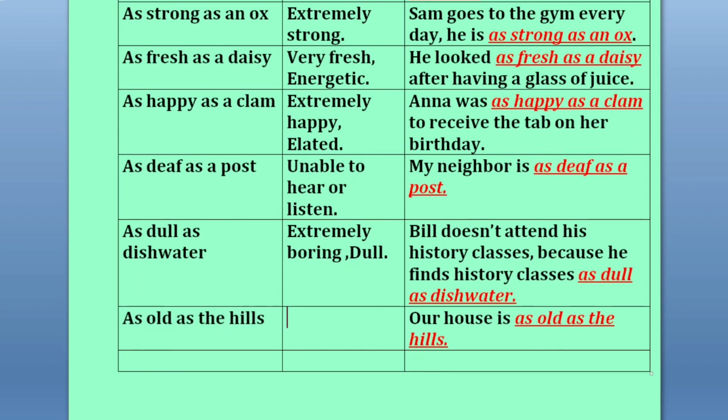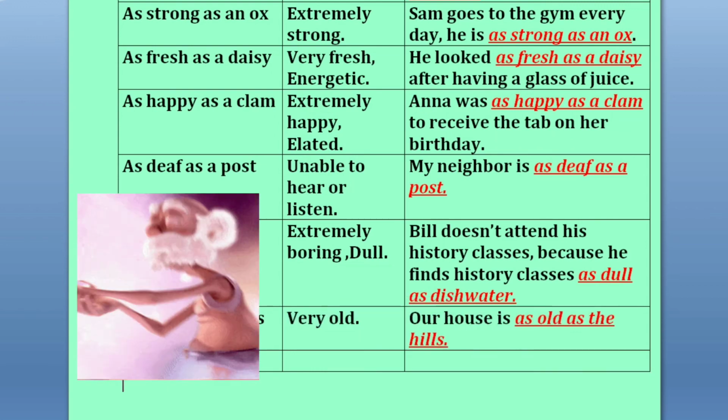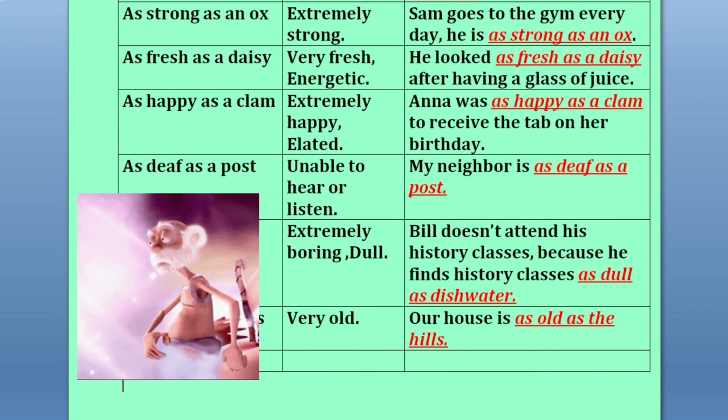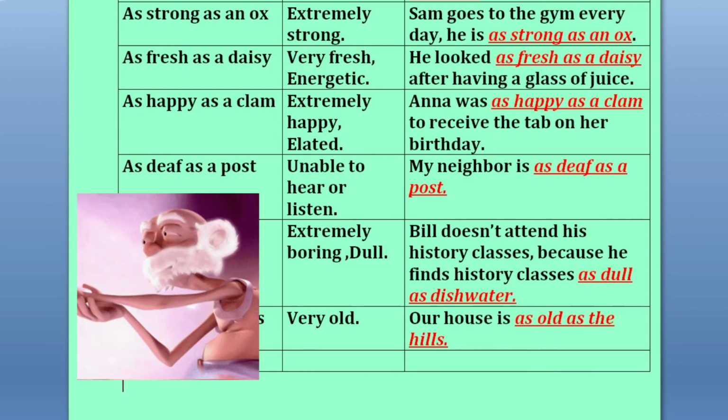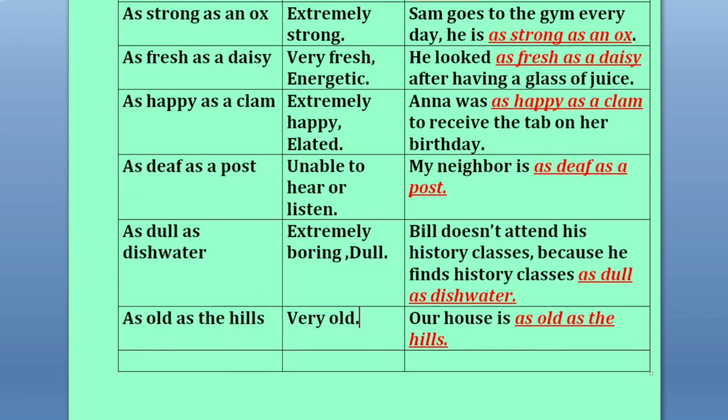So at last you see the 10th simile for today, which is also an amazing one. As you see on your screen, maybe it's for the first time you're seeing this. That is as old as the hills, right? That means very old. When something is very old, you can say that it's as old as the hills, right? So as you see, I'm typing the meaning, and also the example is given. Our house is as old as the hills. That means it's very old. Like the hills. Understood?